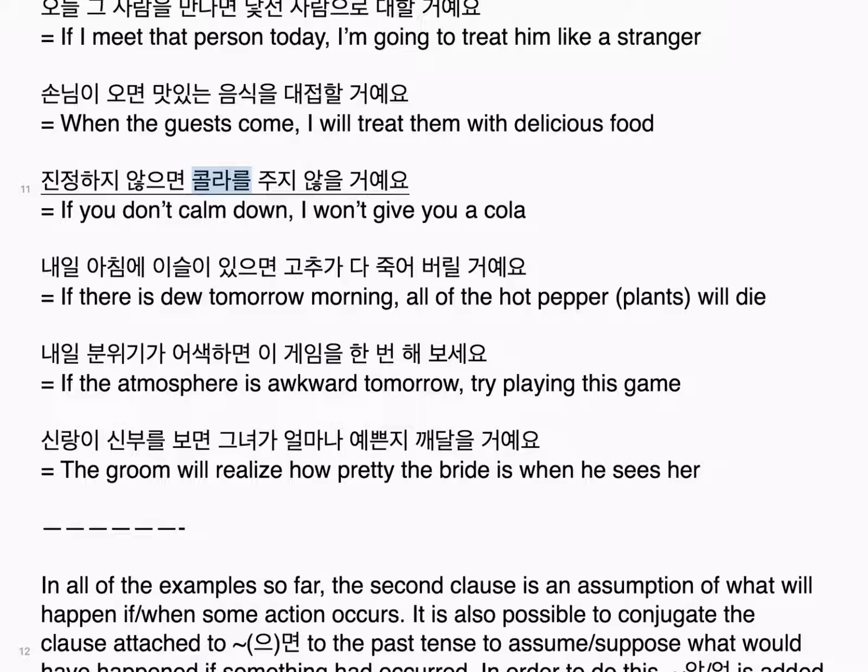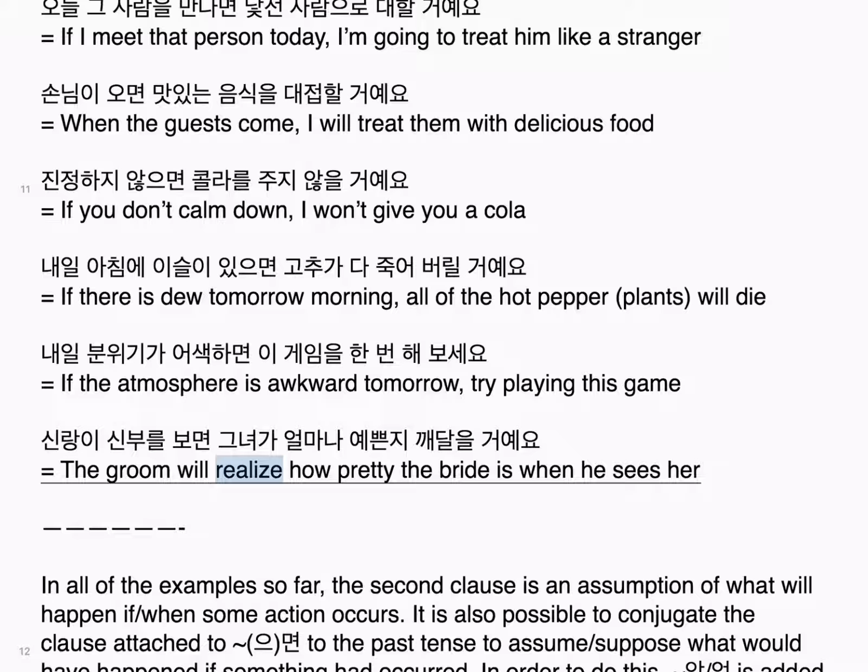진정하지 않으면 콜라를 주지 않을 거예요. If you don't calm down, I won't give you a cola. 내일 아침에 이슬이 있으면 고추가 다 죽어버릴 거예요. If there is dew tomorrow morning, all of the hot pepper plants will die. 내일 분위기가 어색하면 이 게임을 한번 해보세요. If the atmosphere is awkward tomorrow, try playing this game. 신랑이 신부를 보면 그녀가 얼마나 예쁜지 깨달을 거예요.